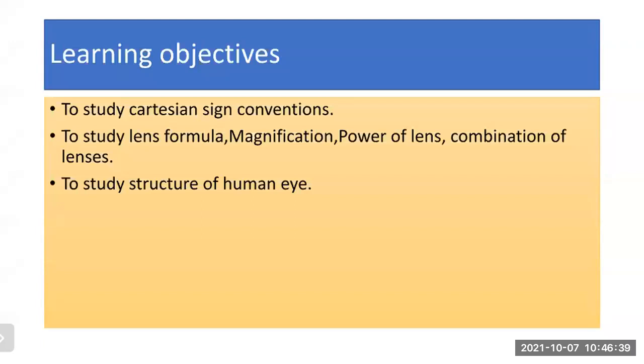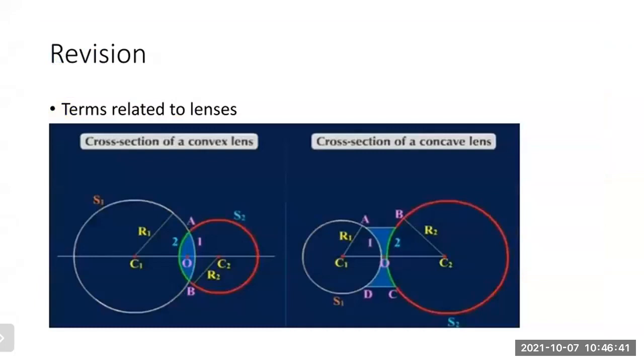Now before that, let us revise the topics which we have studied in our previous lecture. So we have studied about the lens. Up till now we know what a lens is: a transparent medium bound by two surfaces, right? And we have also seen the types of lenses. There are different types of lenses. Among them, we have focused on the convex lens and the concave lens, right?